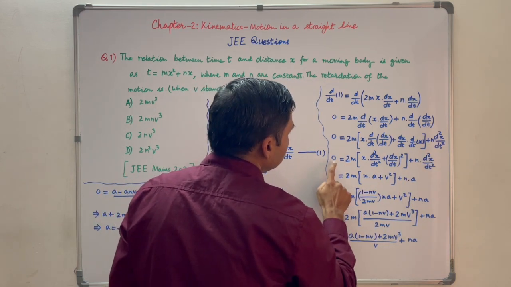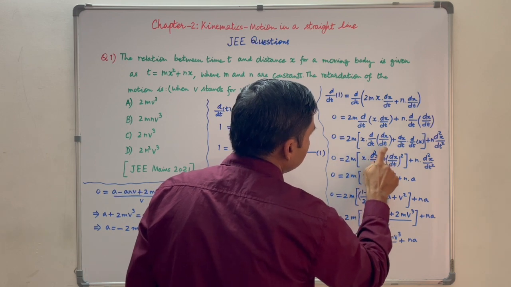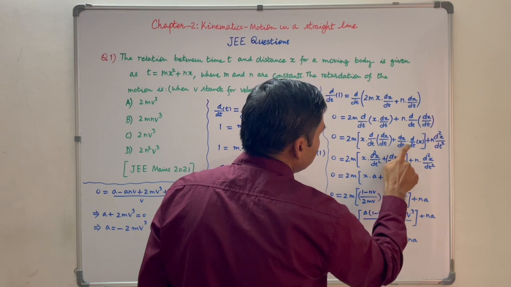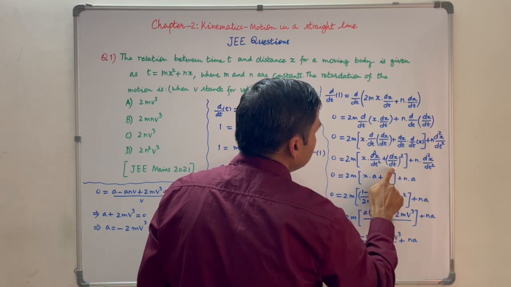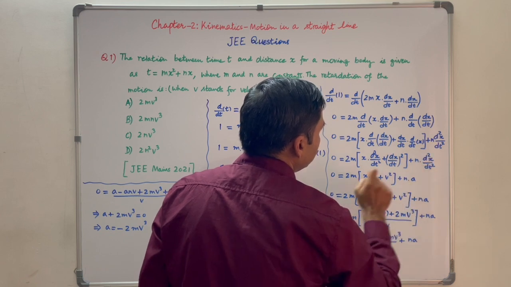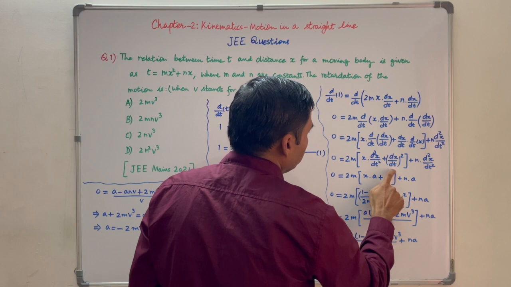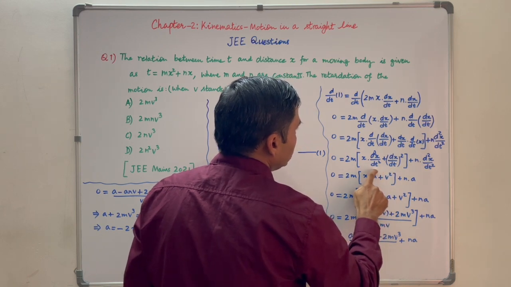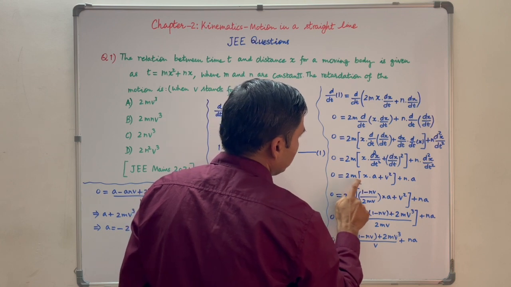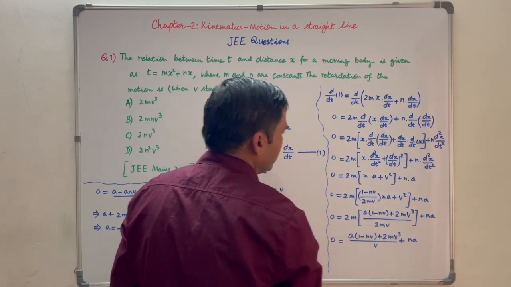So it will be 0 is equal to 2m x into d by dt of dx by dt, which is d square x upon dt square, plus dx by dt into dx by dt, that is dx by dt whole square, plus n into d square x upon dt square. Now replace dx by dt by v and d square x upon dt square by a. So it will become 0 is equal to 2m x into a plus v square, plus n into a.